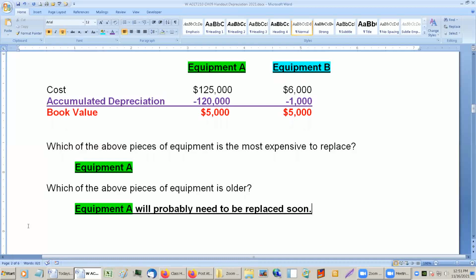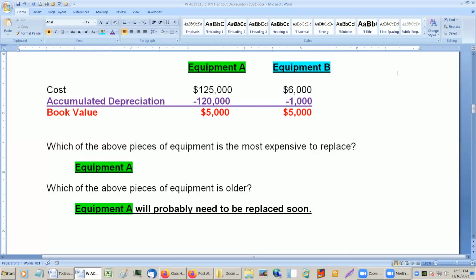It's very expensive and it probably needs to be replaced. So even though the book value may look exactly the same for these two, if you look at the accumulated depreciation, you can tell a different story. With A, you're looking at a big cash outflow very soon, whereas B is a lot less relative to A. And it looks like it's probably going to last a while.